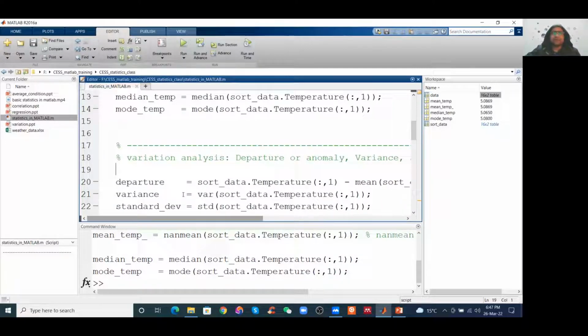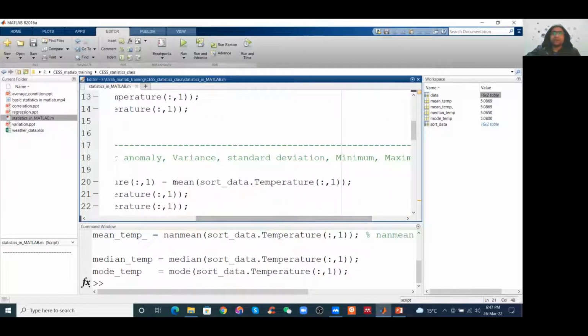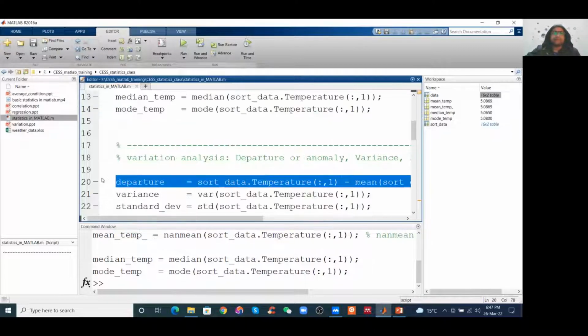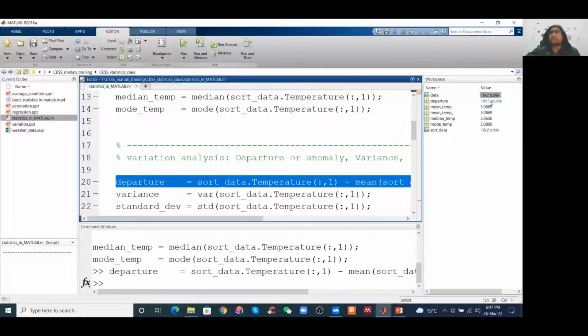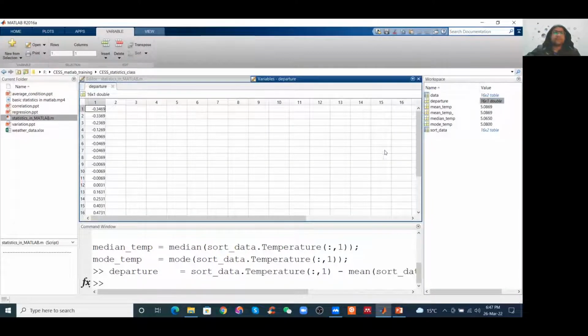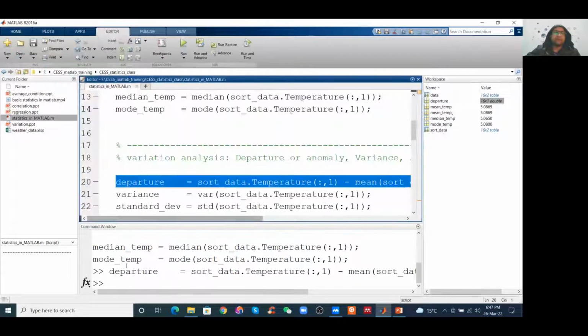So we have a temperature data, then we subtract the mean value, then you can get the departure. So you got the departure. Okay, like we got the positive and negative values. Now we can clearly see.